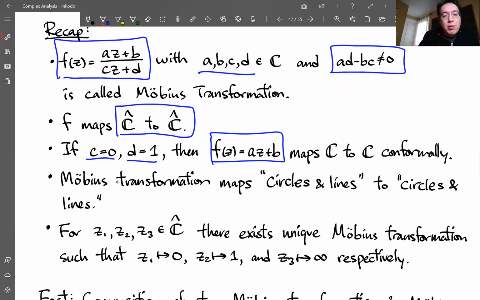In general, a Mobius transformation maps circles and lines to circles and lines. If you think of lines as circles of infinite radius, or circles that pass through infinity, then you could think of it as a Mobius transformation mapping circles to circles.